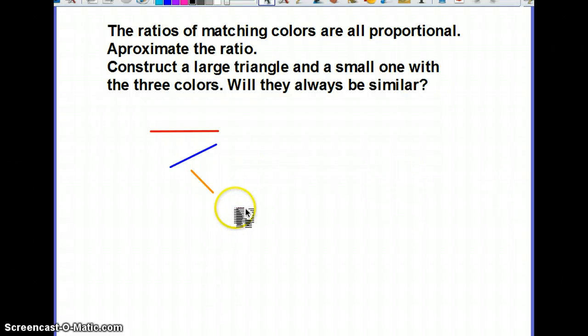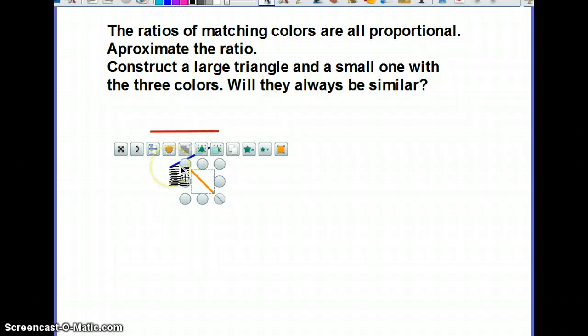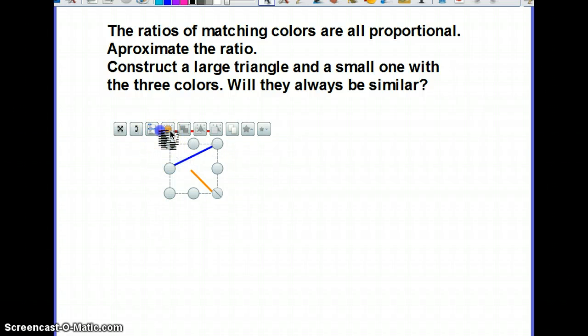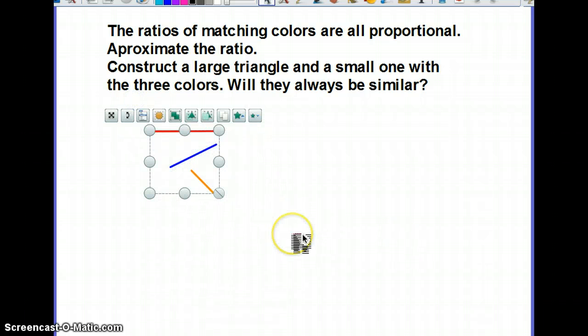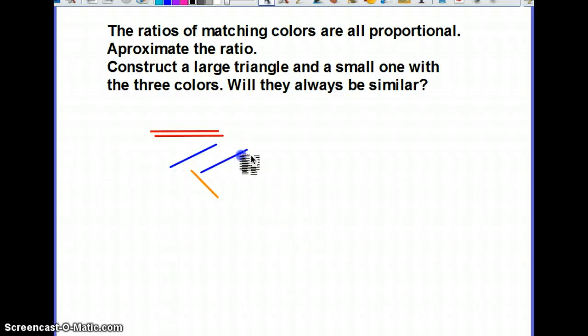Alright, so I'd like you to just observe these three sides that I have here, and I'm going to select all three of them at the same time. I'll just do it that way. I'm going to copy, and I'm going to paste, and I can drag them away. So the ratio between the original sides and the new sides would be a ratio of 1 to 1. They're exactly the same size.